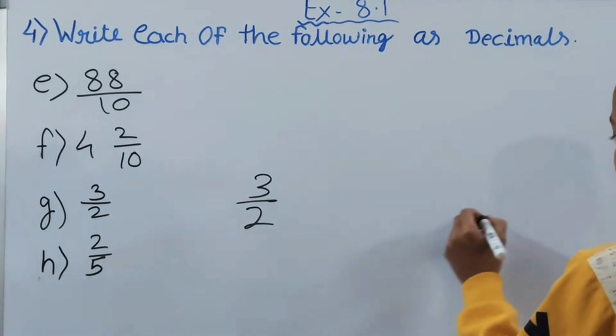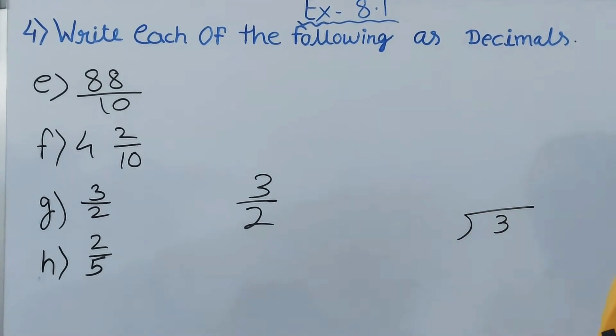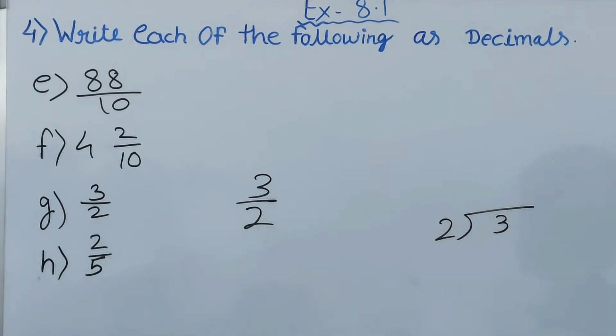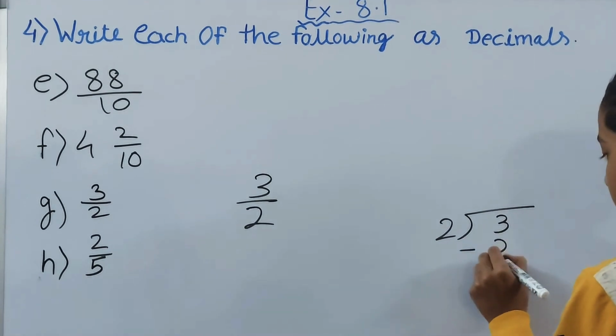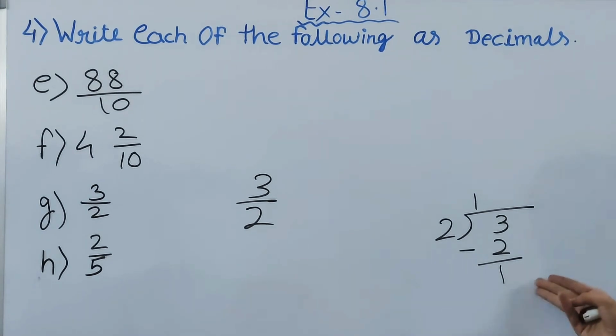So let's see. Here we are having 3 and the denominator is 2. So now let's divide. As always, we will normally divide it. 2 will go 1 time and we will have 1 left here. But we don't have to end here. In the normal division, we end here because now we cannot do the division. But here we don't have to stop.